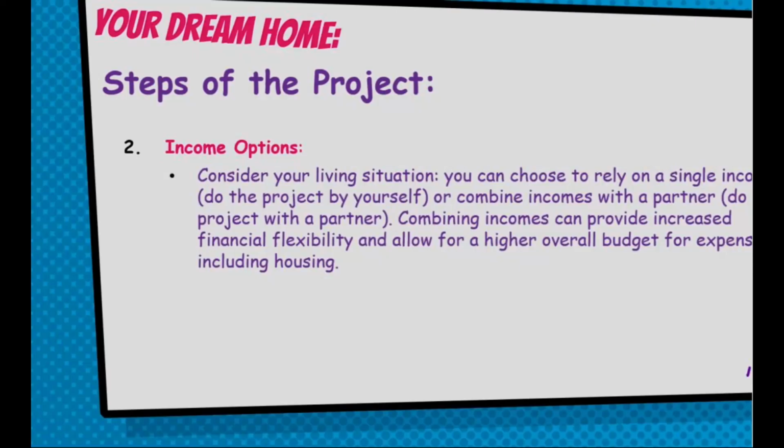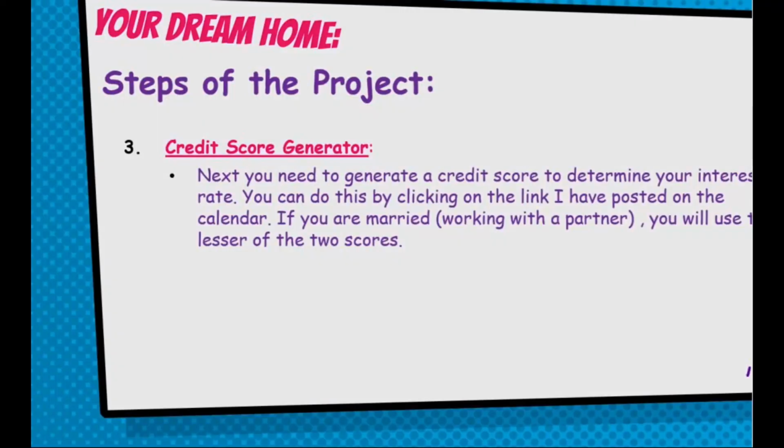Why you might want to do that? Well, that gives you more money, right? If your average income is, you know, 75,000 and your spouse's income is 75,000, then you have a combined income of 150,000 and therefore can spend more. But if you're just by yourself, then you have to manage and budget with that 75,000. So that's the next thing we're going to do, consider whether or not you're going to be working by yourself or with a partner.